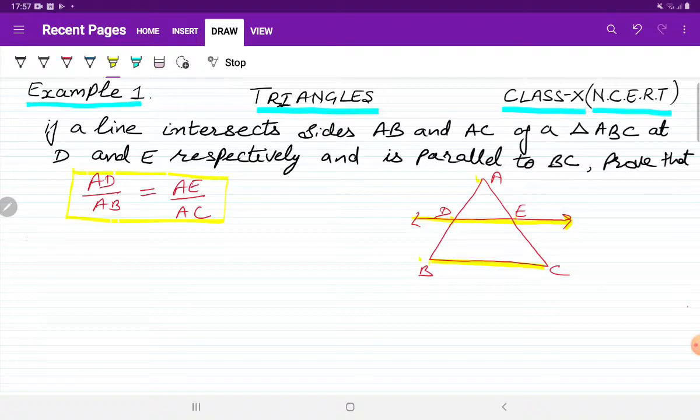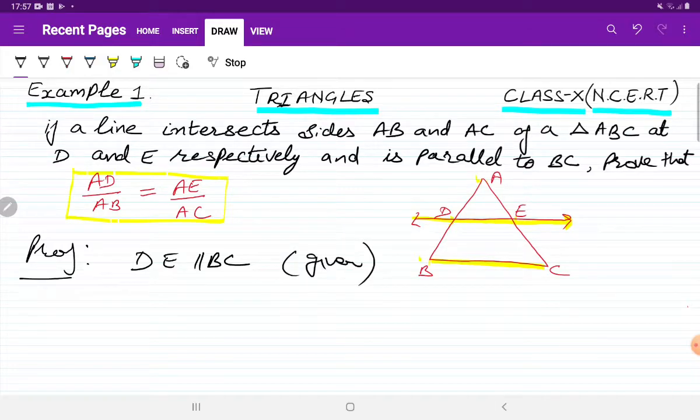So first of all, we'll write given. What is given in this? ABC is my triangle, in which DE is parallel to BC. Proof. My given is DE is parallel to BC. We'll start from here. DE is parallel to BC. This is your given. So if DE is parallel to BC, here we'll apply Thales theorem.